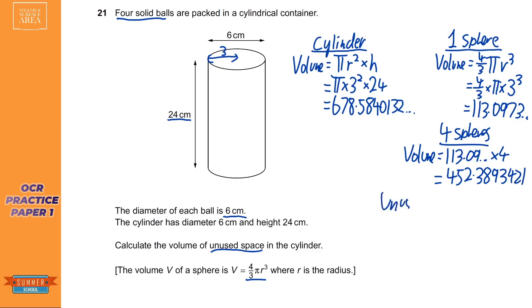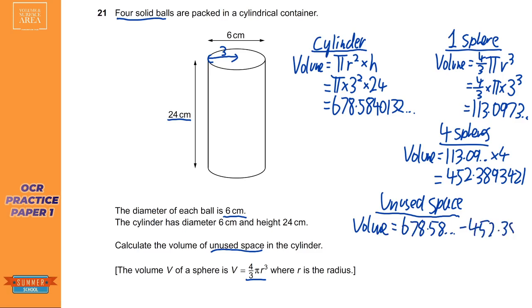And so I want to do the volume of the cylinder, take away the volume of the 4 spheres, so unused space. Just show the examiner what it is that I'm working out. So the volume is going to be the 678.58 blah blah blah. Take away 452.38 blah blah blah.